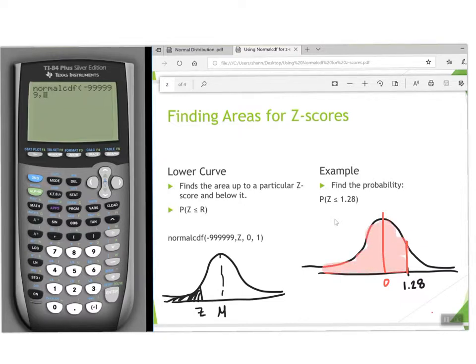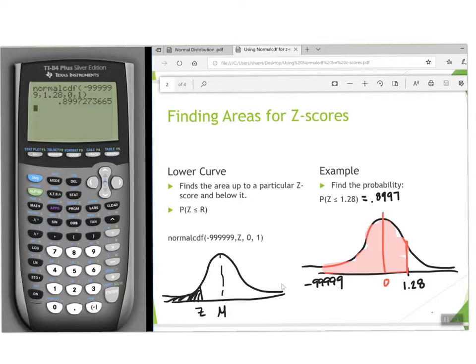And again, we can see from this curve that the lower bound is down here at negative 99999. And it's being stopped at what value? Well, it's stopped at 1.28, so that's the upper bound. So we're typing the upper bound now as 1.28, comma, with the mean at 0 and the standard deviation at 1. This right here is going to give me the probability that's associated with a z-score of 1.28, anything below it, and that's equal to 0.8997.